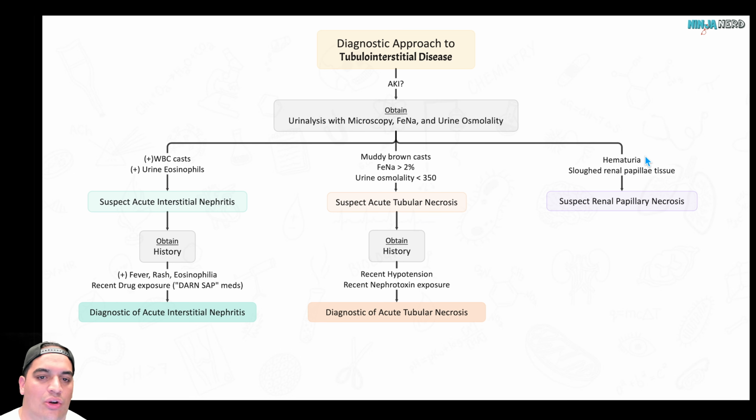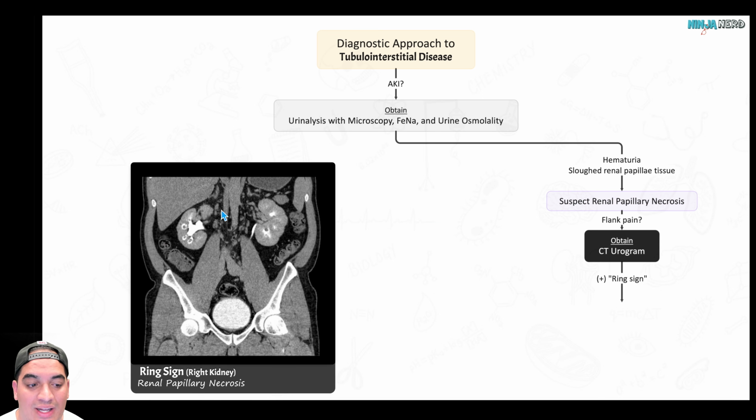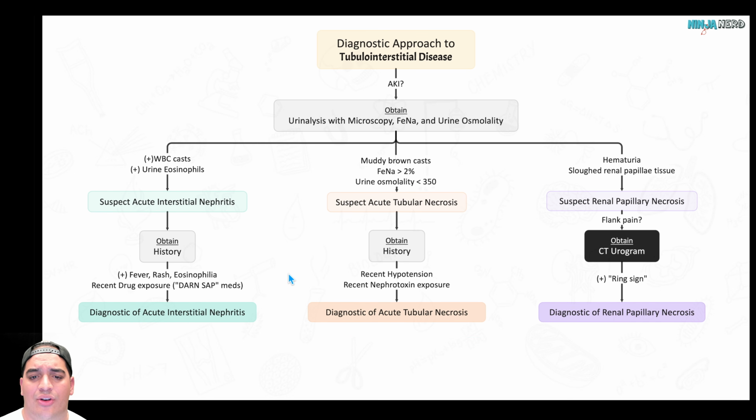What does that mean again? No red blood cells, no red blood cell casts, no dysmorphic red blood cells, no heavy proteinuria. They'll have that sloughed renal papillary tissue. If I really think that this could be, especially in sickle cell, chronic NSAID use, or diabetes, I've got to get a CT urogram. And the reason why is that's going to show me that signet ring sign that usually is indicative of the necrosis here in the papilla. And that would kind of nail down my diagnosis of RPN.